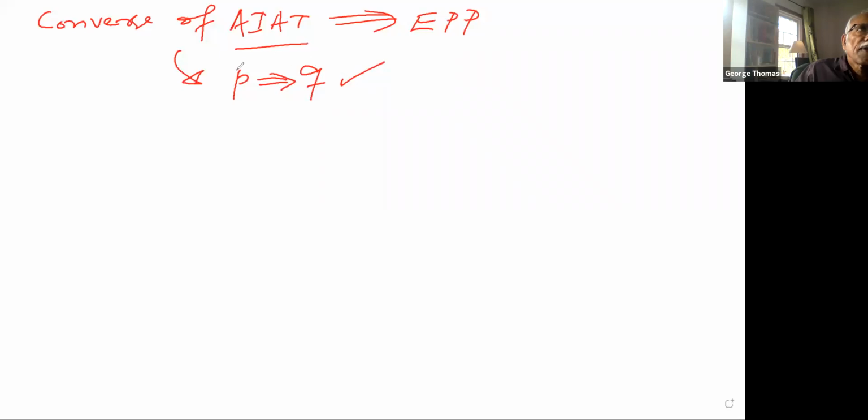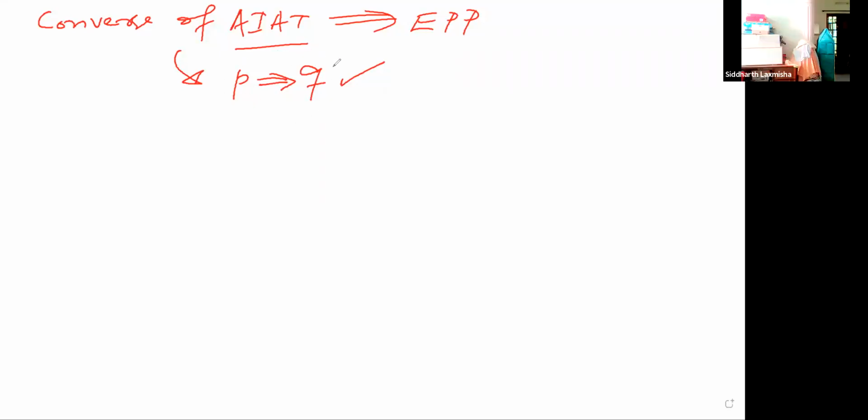If we can find something like that, it will help. Which statement did you use? Well, the converse of AIAT. The converse of AIAT is, if two lines are parallel, then the alternate interior angles are equal. So, oh, wait a minute.